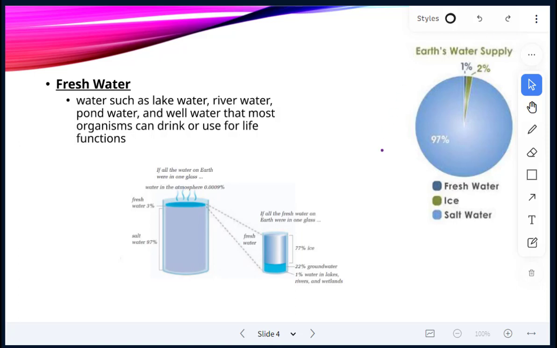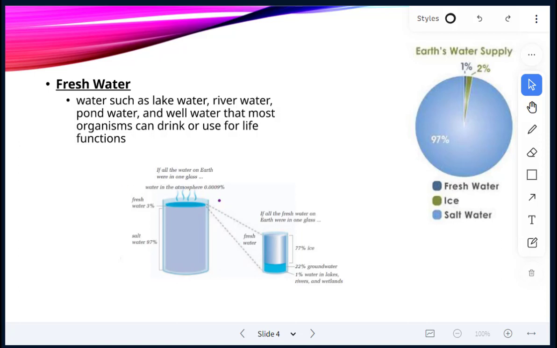So just looking at this diagram here, Earth's water supply, 97% of it is salt water. And then about 3% is fresh water, found as ice, and then liquid water. Here, if all the water on Earth were in a glass, again, salt water 97%, fresh water is about 3%.